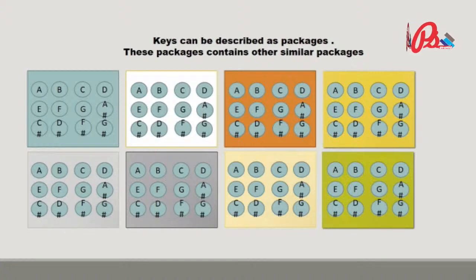Just like the other illustration we used, keys are in packages. You can't just suddenly jump from the white box into the blue box. No, it doesn't work like that.